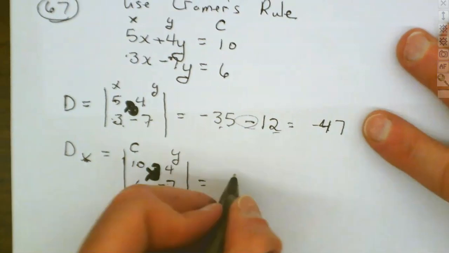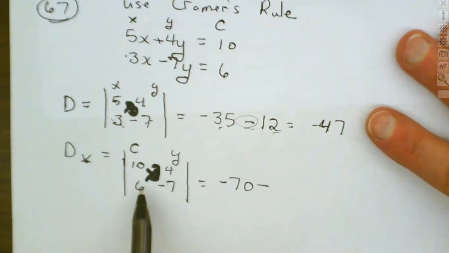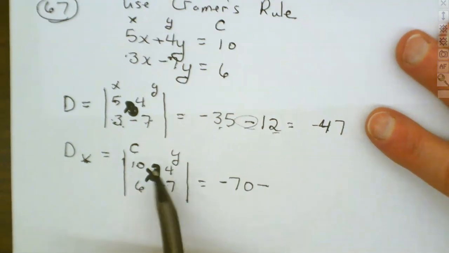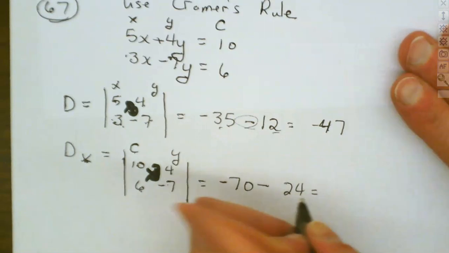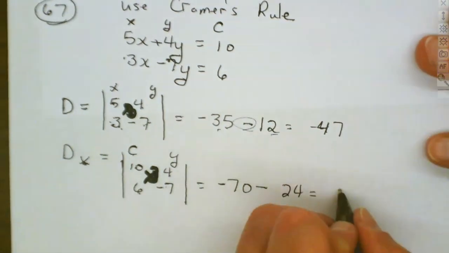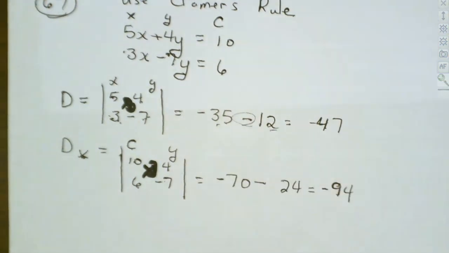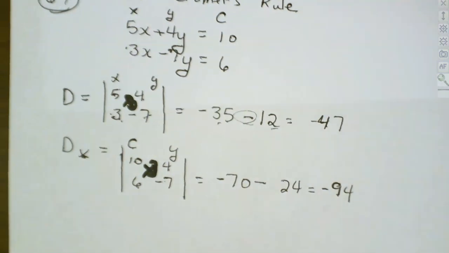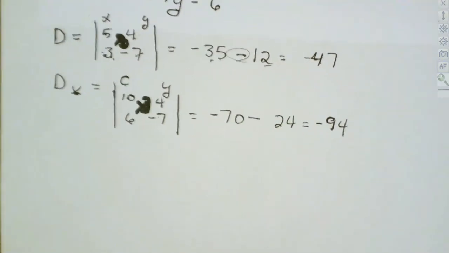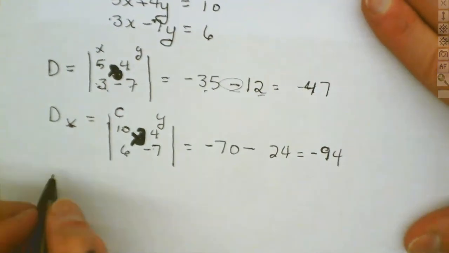Ten times a negative 7, well, that's a negative 70. Watch your signs here. 6 times 4, that's 24, and it's a negative. Those are both negatives that go together with addition. And that comes out to be a negative 94. And we could get the x right now. I usually don't. I usually try to get them all, the determinants, then get your x and your y.